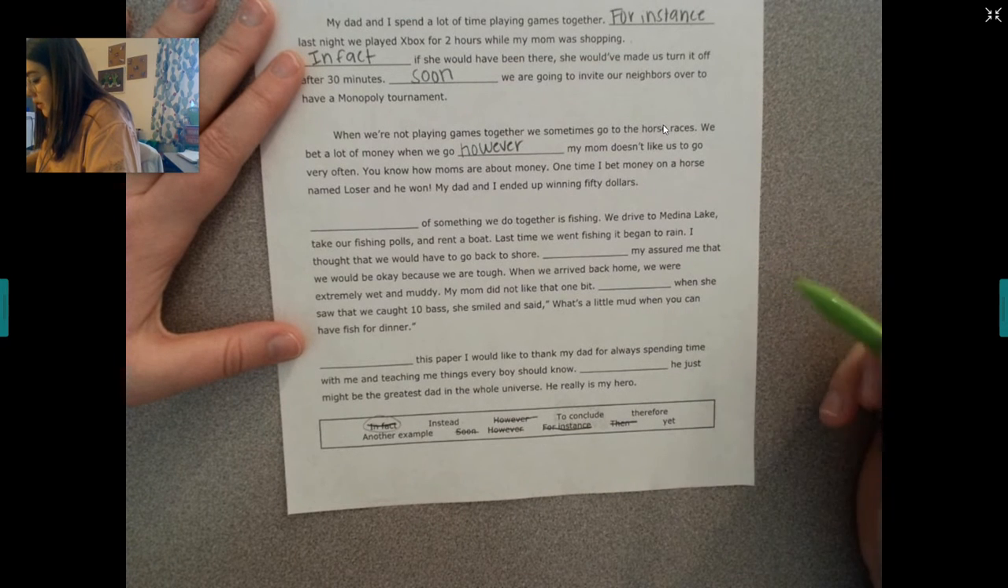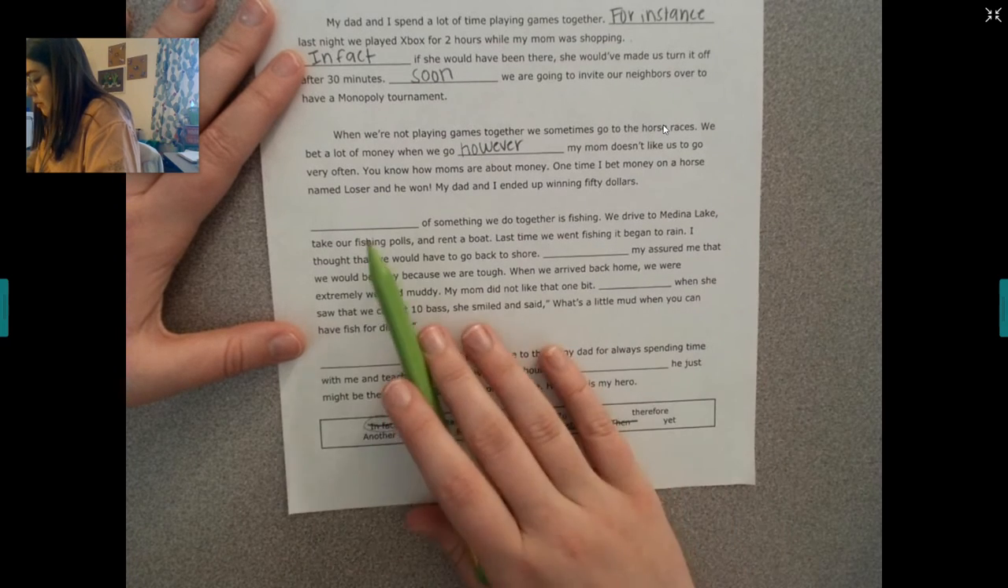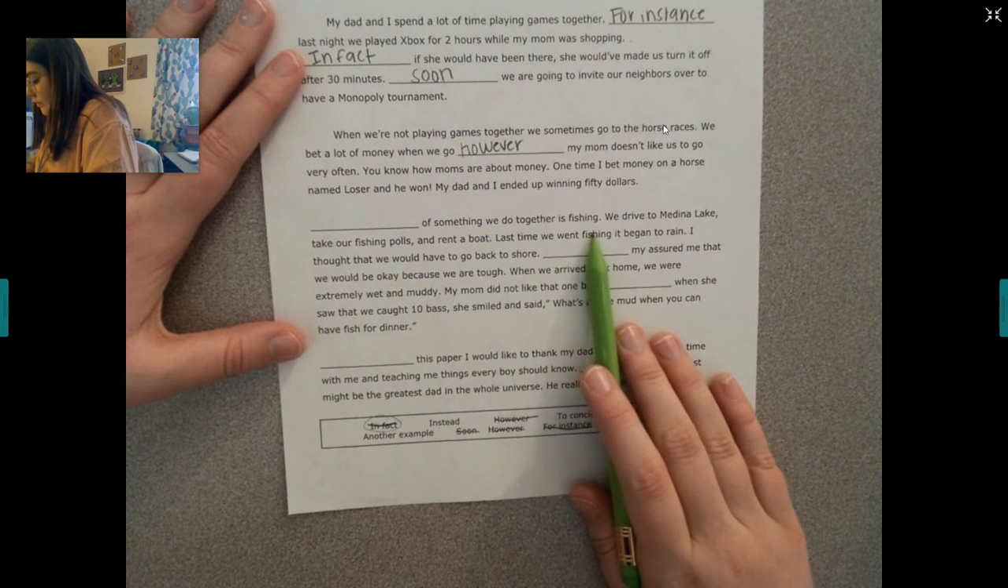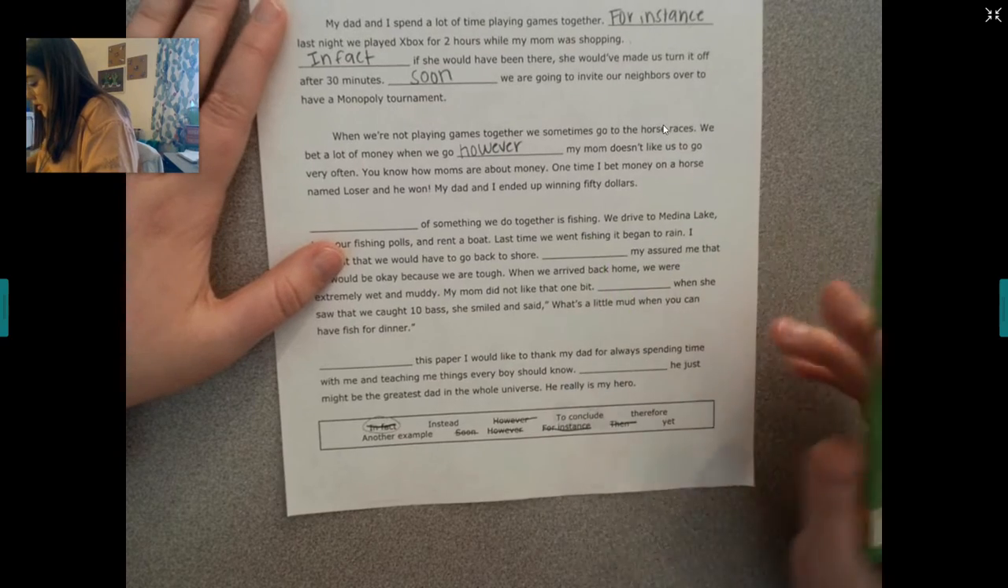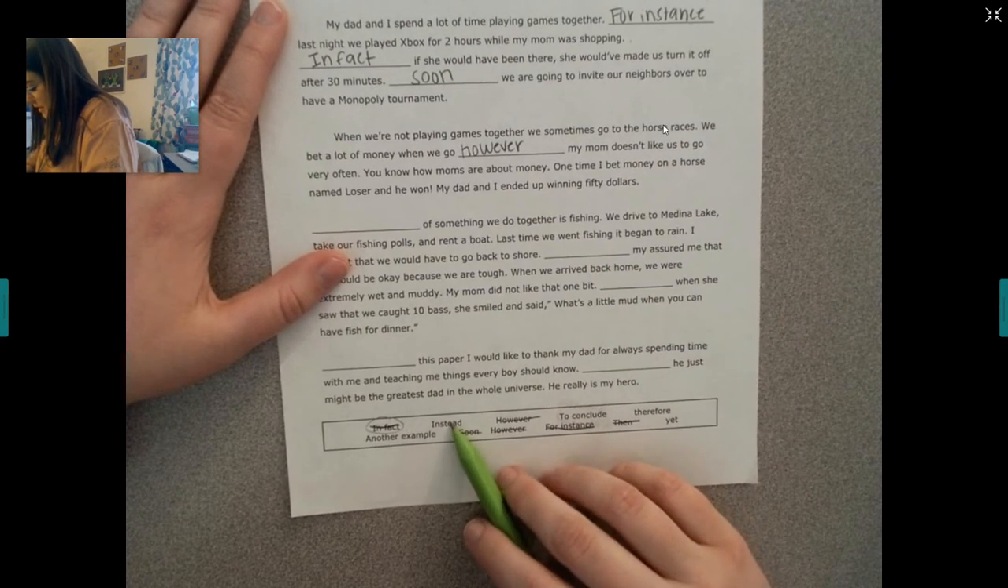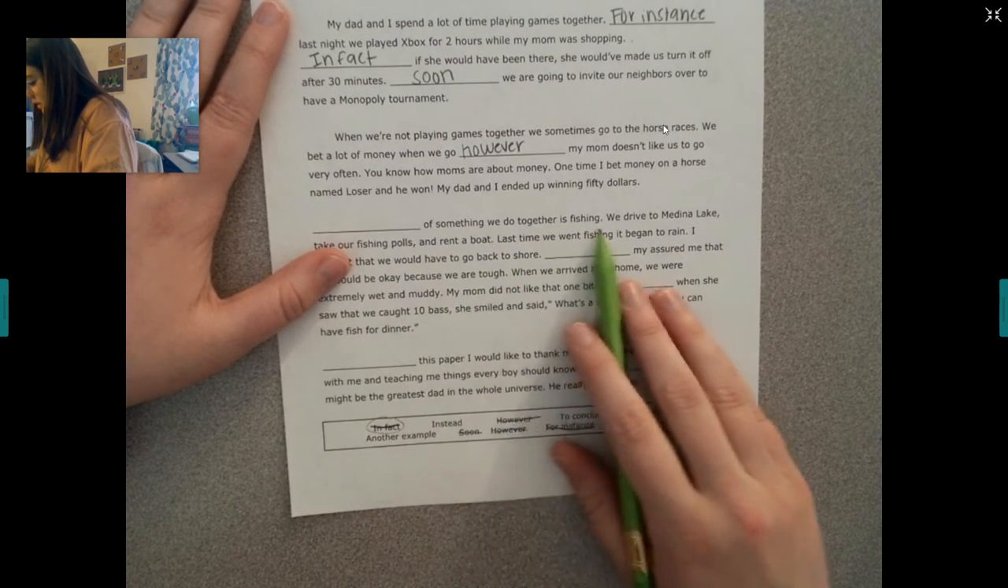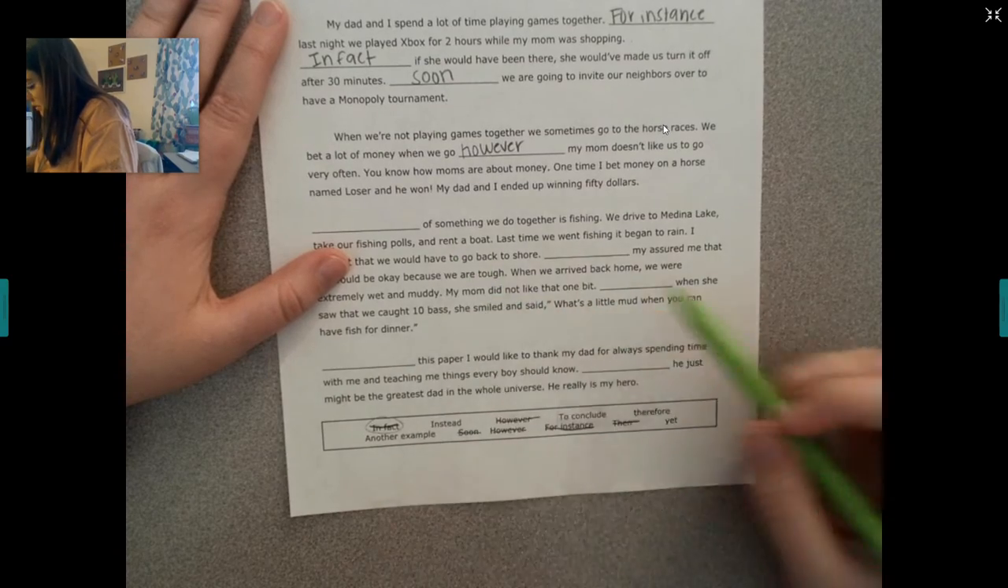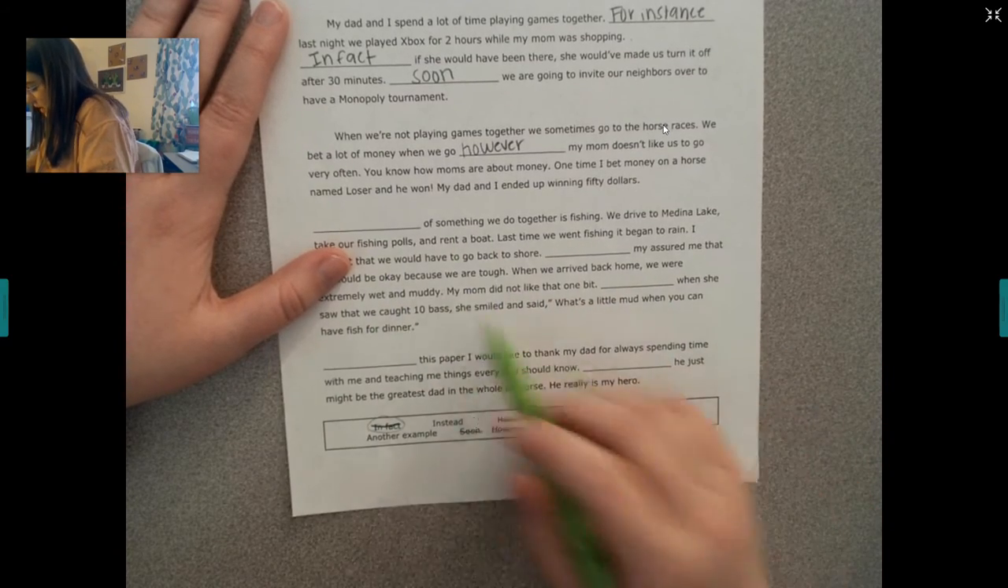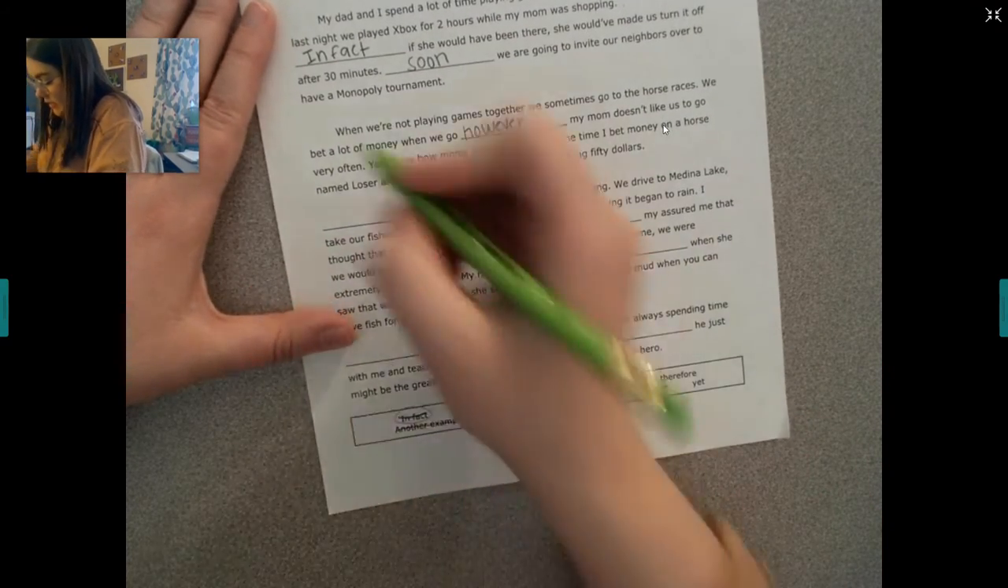One time I bet money on a horse named Loser and he won. My dad and I ended up winning $50. Blank of something we do together is fishing. Maybe another example. Instead of something we do together is fishing. Yet of something, no. To conclude of something, therefore, I think the only thing we have is another example.